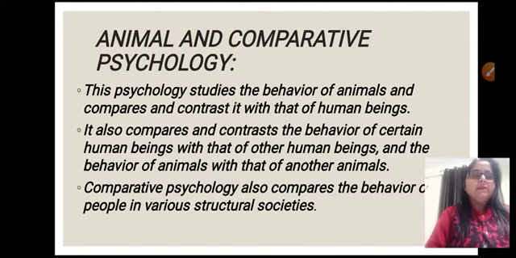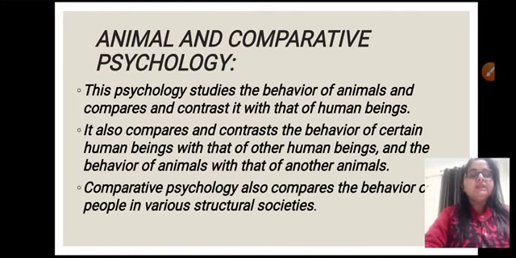The second branch of psychology is animal and comparative psychology. It's clear from the name that in this branch we are going to study the behavior of animals, how different animals behave, their reactions toward conditions, and how we can condition them according to their patterns. In this branch we are also going to compare and contrast them with human beings.